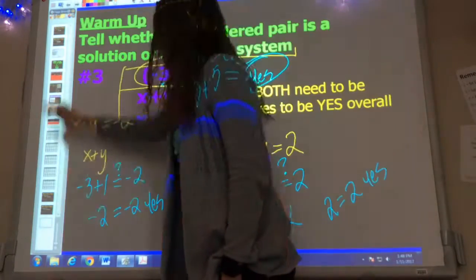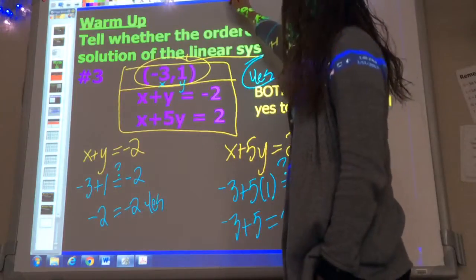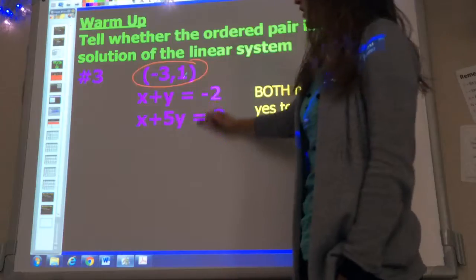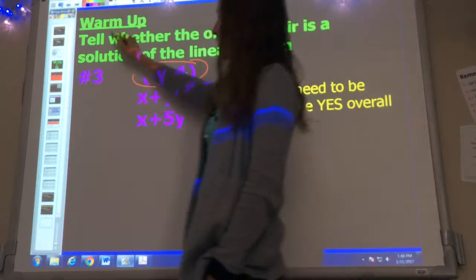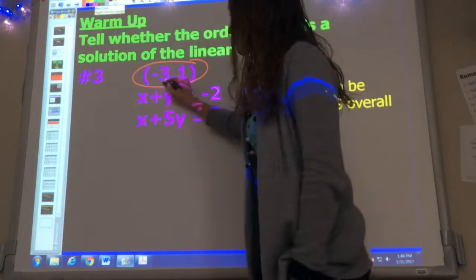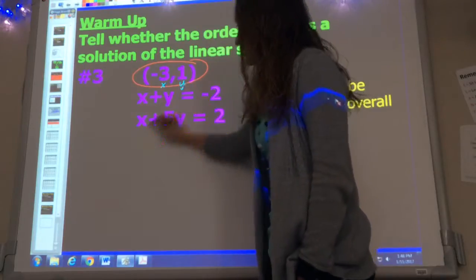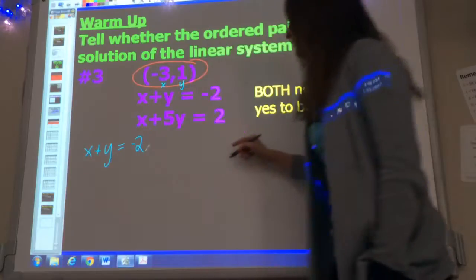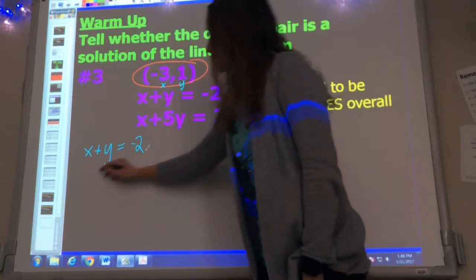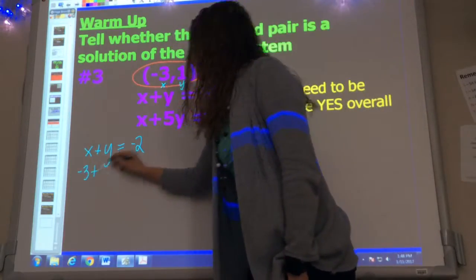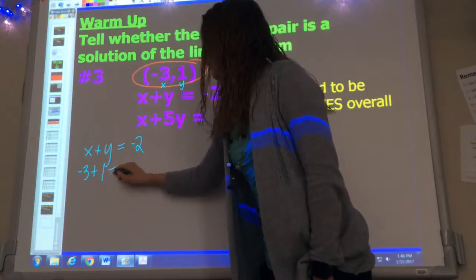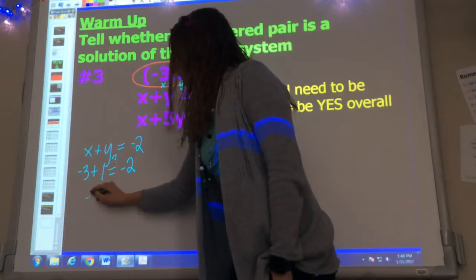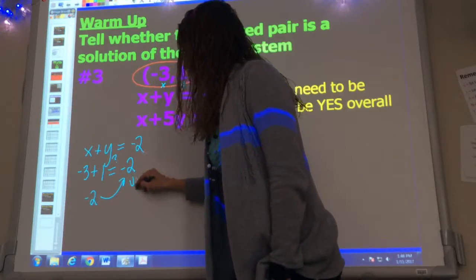And so the first problem we did is we are going to see if this is a solution to both equations. And to be able to do that, just like we did before, we label this x, we label this y, and we check in both equations if one side equals the next. So here's our first equation. We're going to plug -3 in for x, 1 in for y, and we're going to see if it equals the other side. Well, -3 plus 1 is -2, and so we'd say yes.